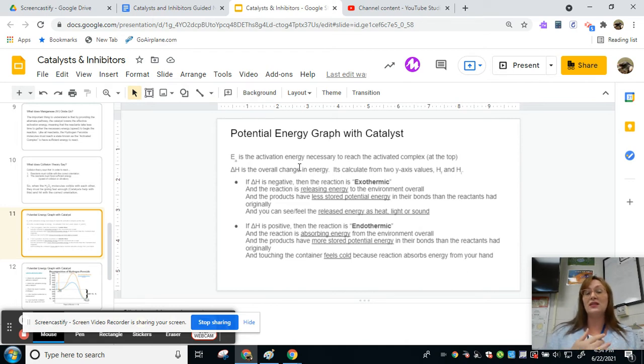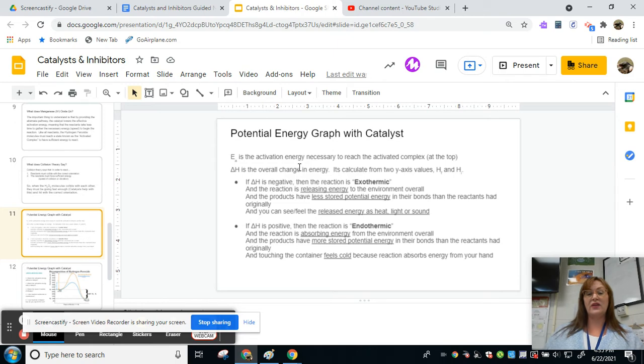If your delta H value is negative, then your reaction is called exothermic. And that means that overall energy gets released. The reactants have more energy stored in the chemical bonds than the products need in their chemical bonds. And so when you form the products, that excess energy that was stored in the reactants' bonds gets released to the air. So there's going to be less stored potential energy in the bonds in the products. And what that means is that when you touch it or feel it, it might feel warm or hot to you if that energy is released as heat. You might see it as light if you see flames or sparks, or perhaps you'll hear a fizz or a pop and it's releasing energy as sound, but it has to release energy overall.